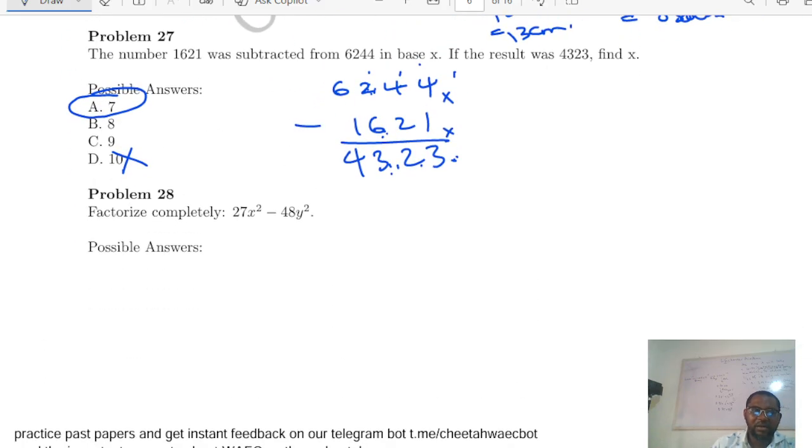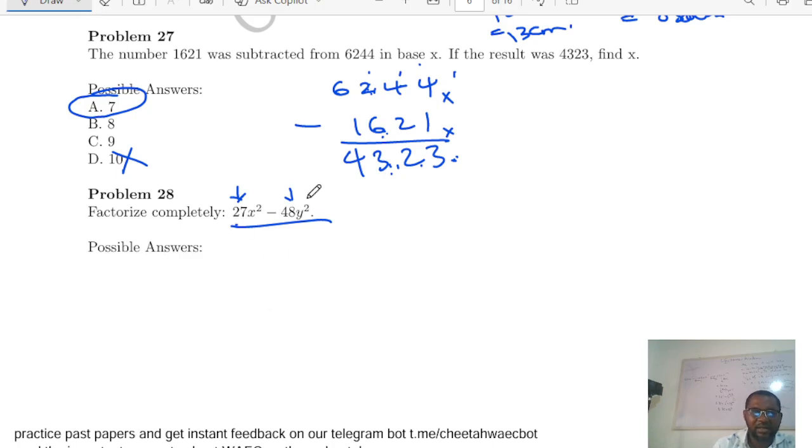Quite easy. Okay, the next one is: factorize completely this. So in order to factorize it, this represents difference of two squares. It's supposed to represent difference of two squares, but there is a problem here. 27 is not a square number. 48 is not a square number, but I noticed that there is a common factor.